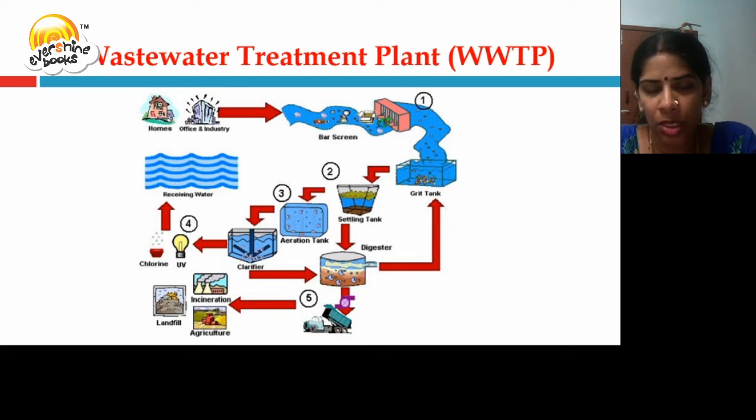The remaining water passes through the aeration tank, then to the clarifier. These are all steps 1, 2, 3 and 5, which are biological and physical steps. The fourth one is a chemical step in which chlorine or ozone is used.